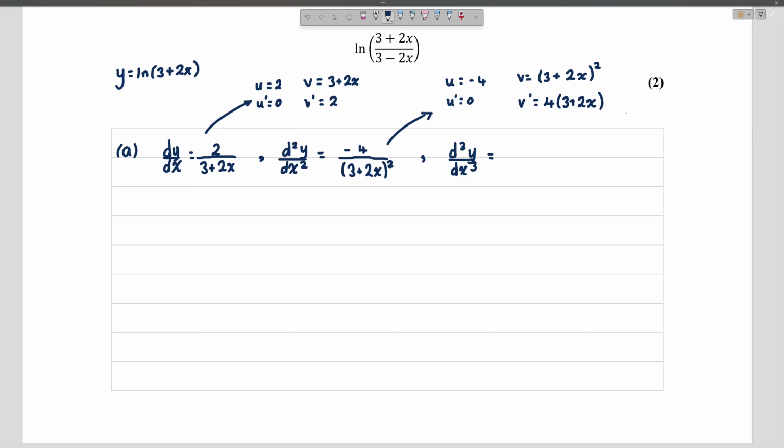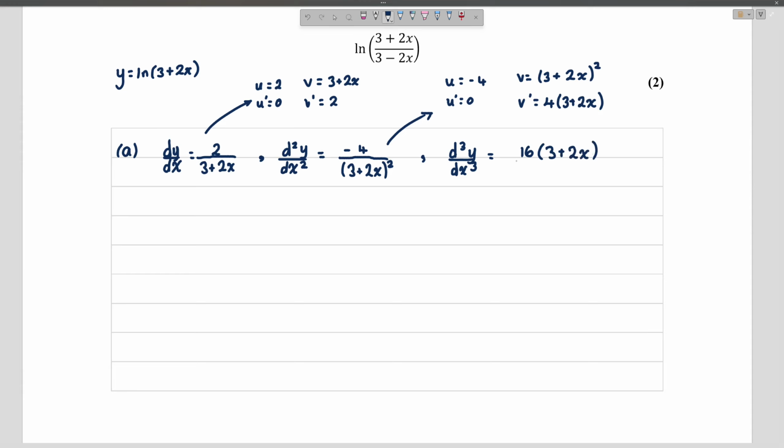Let's put all this together, applying the quotient rule. Again, what do I get? It's v times u prime, which again is just 0. We then get minus, so minus 4 times this here. That is positive, so what I get here is 16 lots of 3 plus 2x.